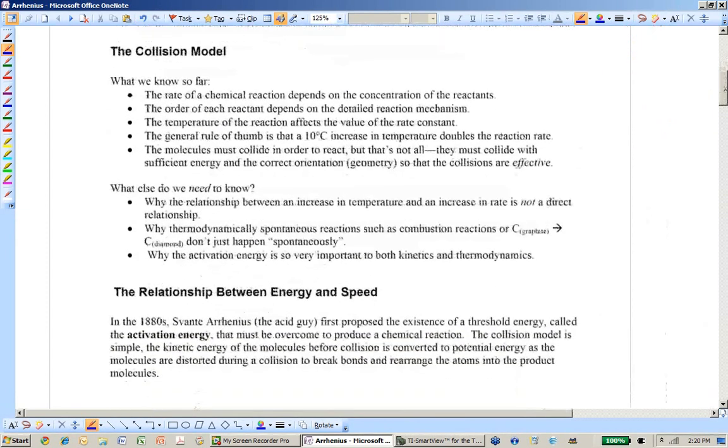So quick review of the collision model, because I'm guessing you've listened to the earlier parts of the chapter on this. If not, this is your chance. If so, happily fast forward. So what we know so far is that the rate of a chemical reaction depends on the concentration of the reactants, that the order, which is that exponent in the rate law, of each reactant depends on the detailed reaction mechanism, that the temperature of the reaction affects the value of the rate constant. It's the only thing that affects the value of the rate constant. And a general rule of thumb regarding temperature is a 10 degrees Celsius increase doubles the rate. There are some parameters on that, but that's a general rule of thumb.